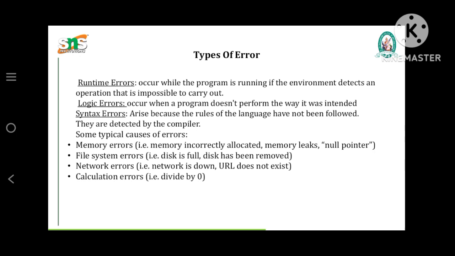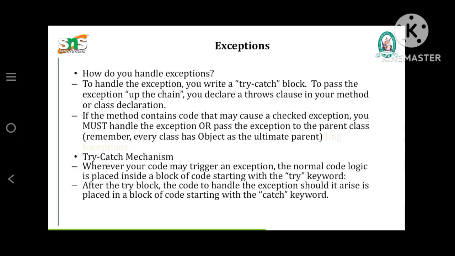Next is how to handle exceptions. To handle the exception, you write a try catch block. To pass the exception up the chain, you declare a throws clause in your method or class declaration. If the method contains code that may cause a checked exception, you must handle the exception or pass the exception to the parent class. Remember that every class has Object as the ultimate parent.